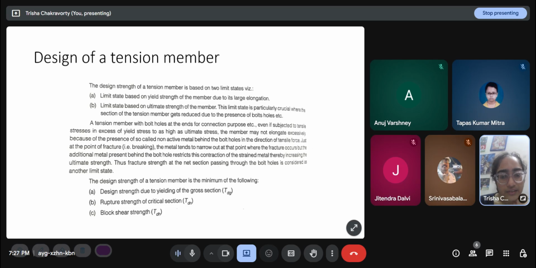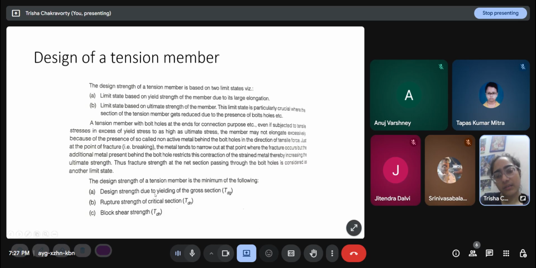So a tension member with bolt holes at the ends for connection purpose, even if subjected to tensile stresses in excess of yield stress, to as high as ultimate stress, the member may not elongate excessively because of the presence of the so-called non-active metal behind the bolt holes in the direction of the tensile force. So the gross sections around it arrest the flow. Just at the point of fracture, the metal tends to narrow out at that point where the fracture occurs, but the additional metal present behind the bolt hole restricts this contraction of the strained metal, thereby increasing the ultimate strength. Thus, fracture strength at the net section passing through the bolt hole is considered as another limit state.